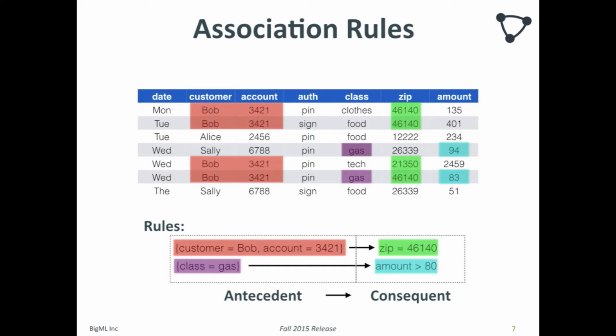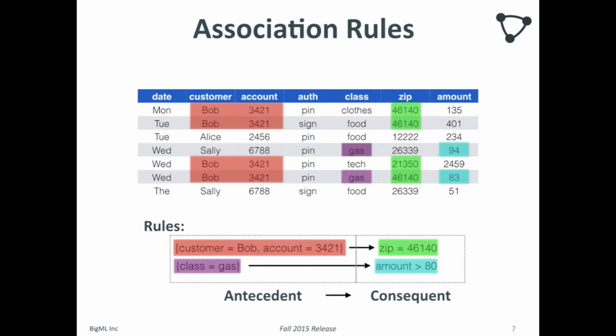Down at the bottom, we have our two rules that we've discovered by looking at the data. These rules consist of the match criteria on the left-hand side, which we refer to as the antecedent. When the antecedent is matched, the rule indicates that there is an output on the right-hand side, which we call the consequent.